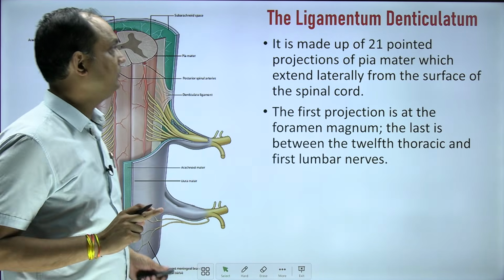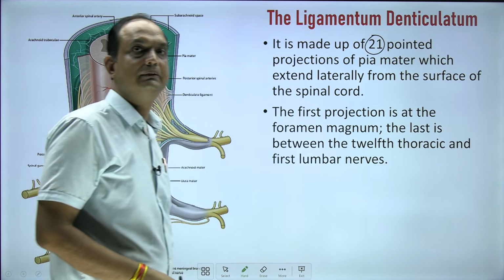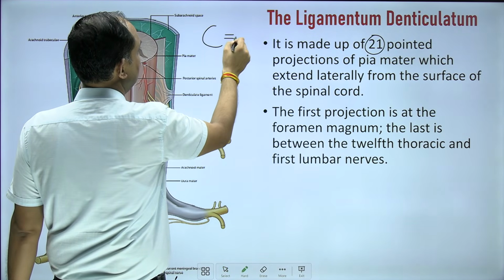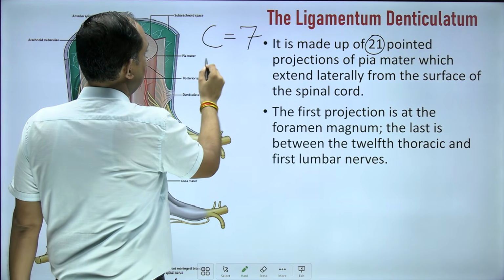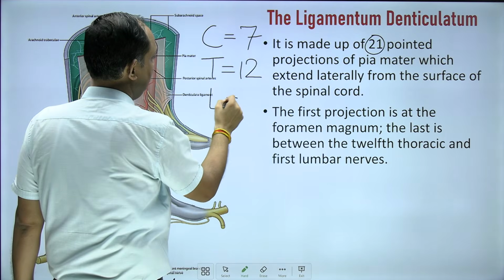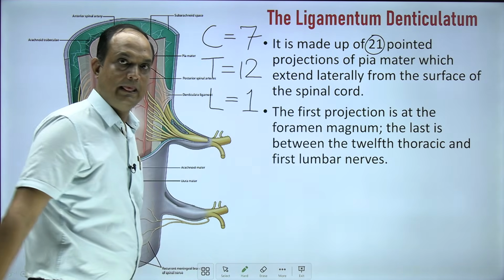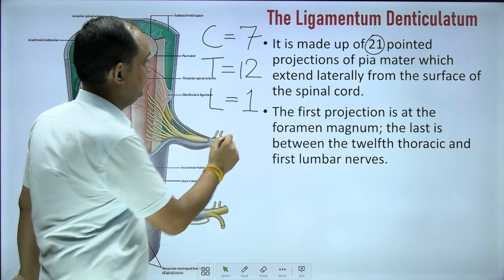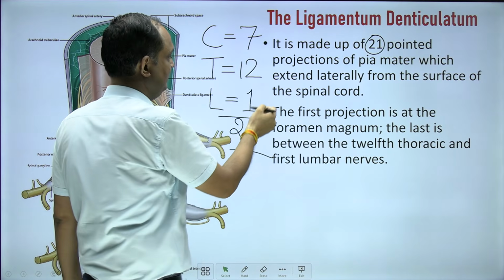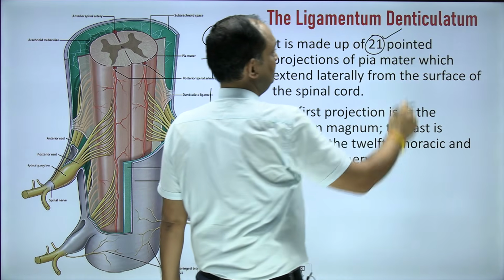So that's why they are only 21 pairs. They are not completely present. Why are they 21 pairs? Now suppose you have the cervical region, you will have 7 vertebrae. In the thoracic region, you will have 12 vertebrae. In the lumbar region, you will have the lower end of the spinal cord at L1. So if you make it total, it is 20. 12 plus 7, 19 plus 1, 20. But you will find the ligamentum denticulatum are 21.